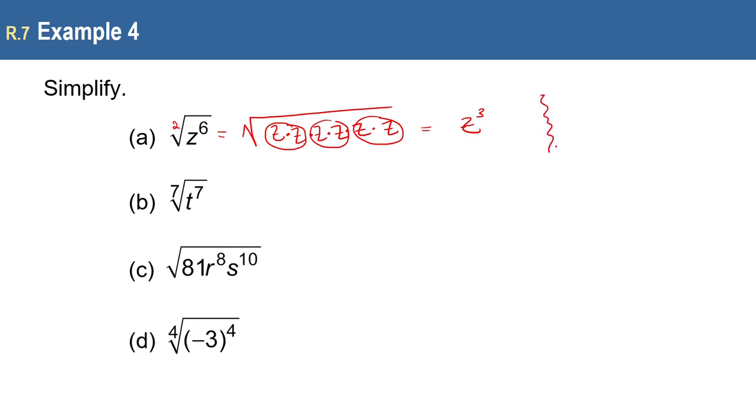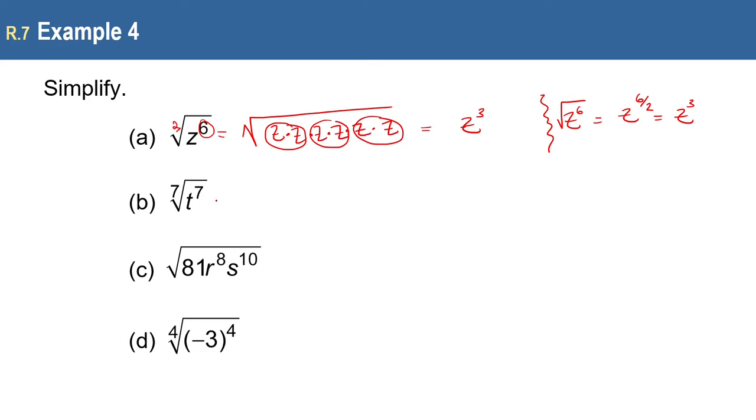Another way to think about this is we're taking that 6 and we're dividing it by 2. This is equivalent to saying the square root of z to the 6 is the same as z to the 6 divided by 2, or z cubed. So there's more than one way to think about this problem. We're taking the square root of z to the 6, which is the same as 6 divided by our index 2, and that's where we get z cubed. Or I could think of it as looking for groups of 2, and there are 3 groups of 2.